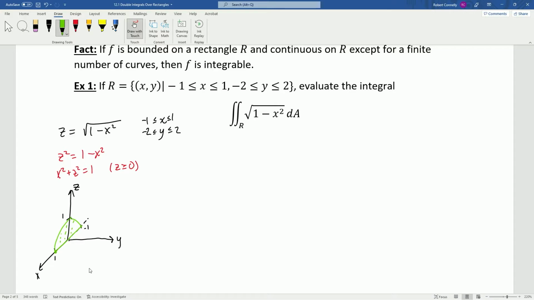But we're not just going from x equals -1 to 1, we're also going from y equals -2 to 2. And this is not a perfect drawing, but hopefully it's good enough to convey the idea.